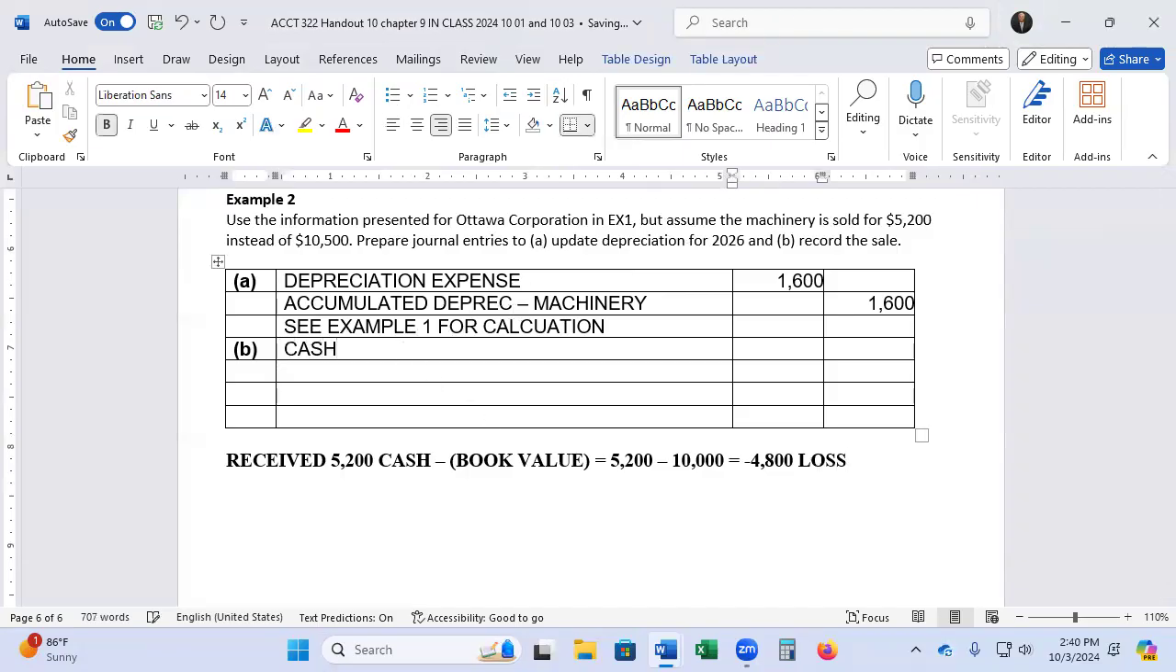So what did we get? We got cash, 5,200. We have to eliminate the accumulated depreciation for machinery for 10,000. We're also going to debit loss on sale of machine or disposal of machine, 4,800. And then we have a credit to machinery of 20,000. Any questions on that handout or the group problem?